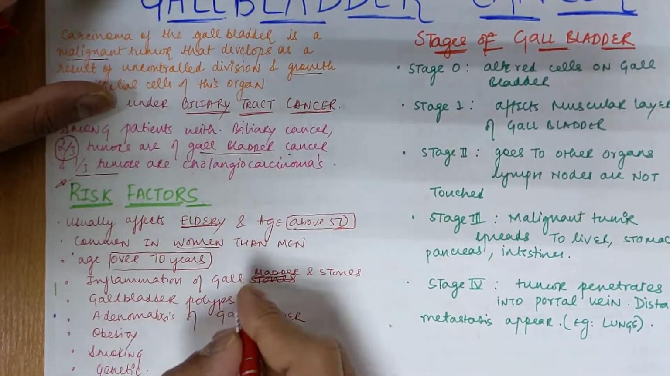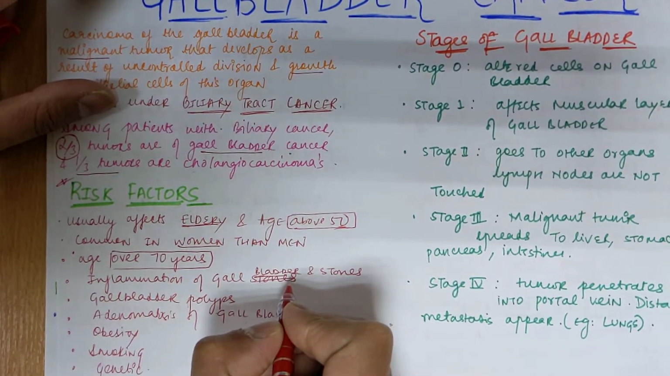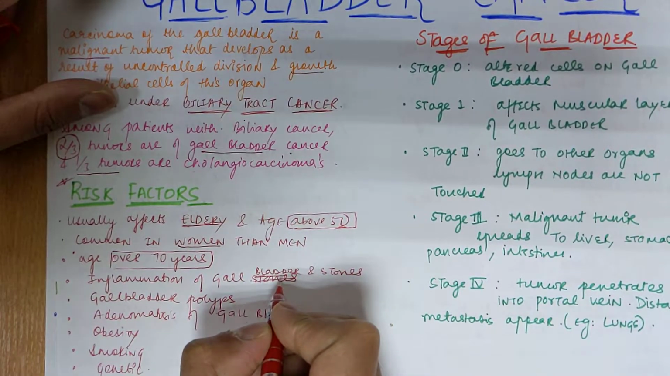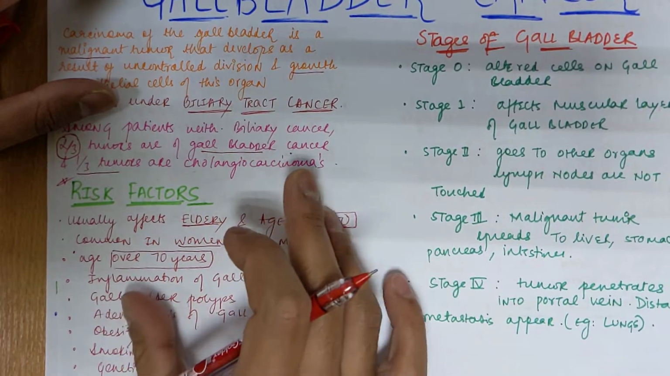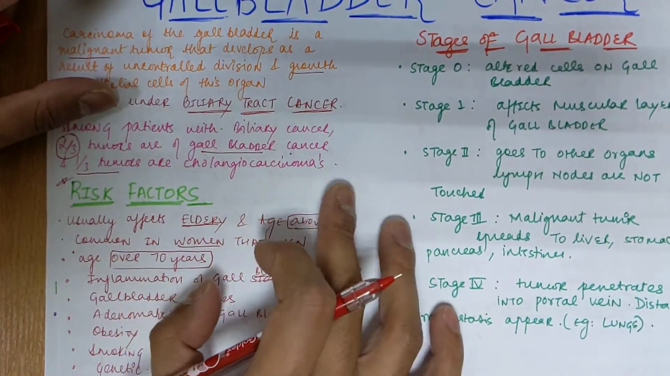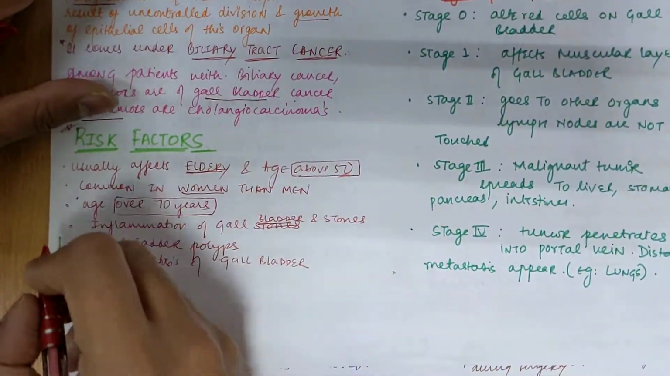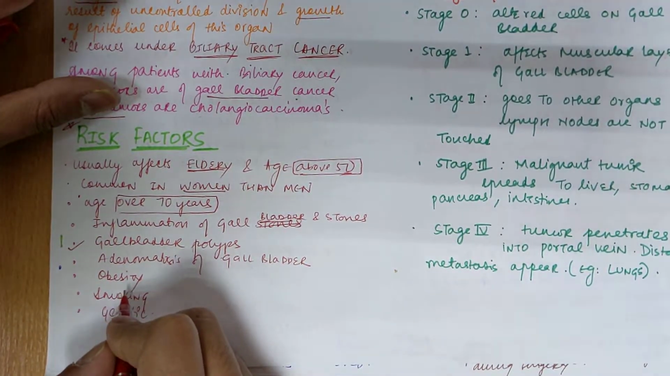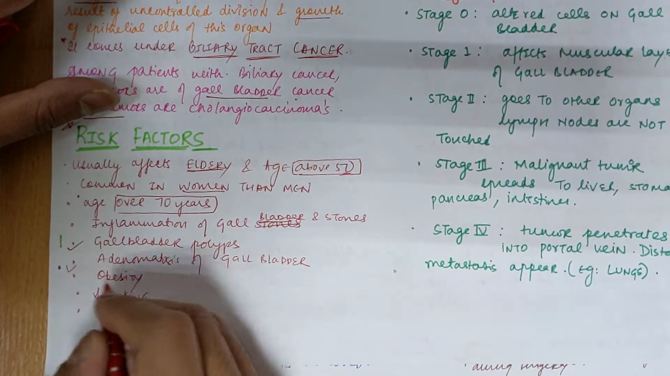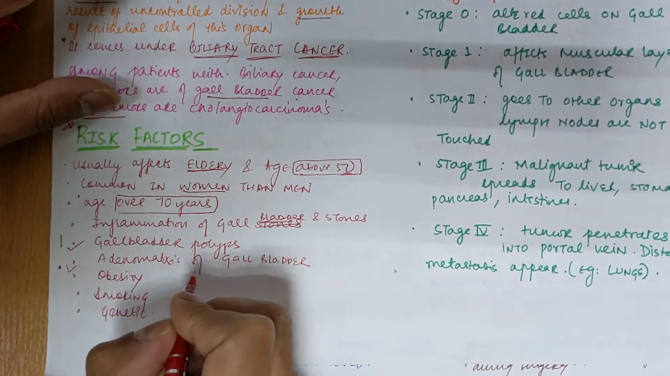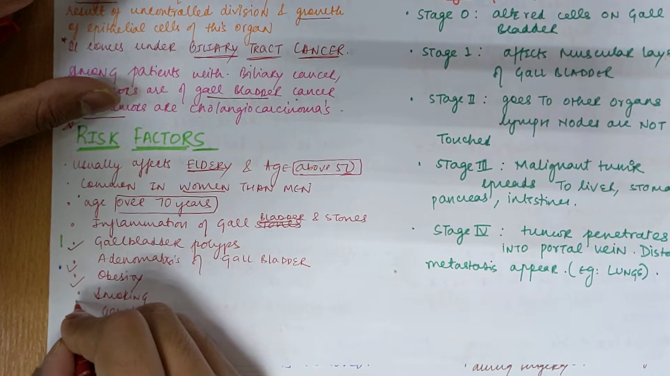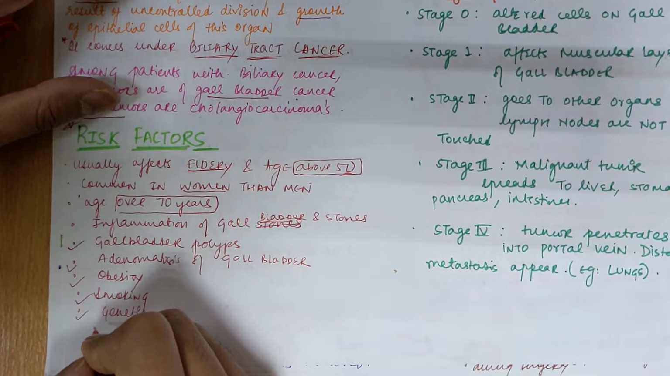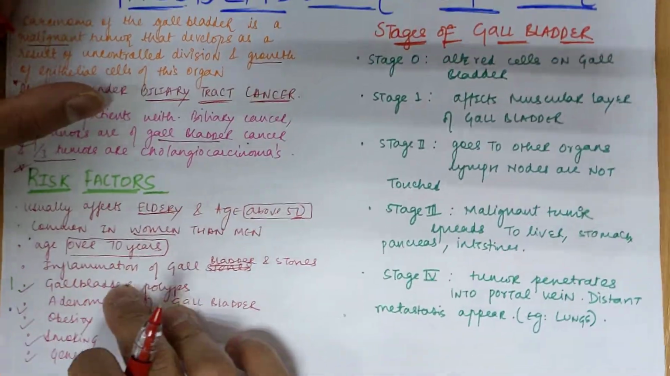Now inflammation of the gallbladder, gallstones, or any type of gallbladder disease a person has, also makes them more prone to develop gallbladder cancer. Gallbladder polyps, if there is a previous diagnosis, also carry a chance. Adenomatosis of the gallbladder, obesity, smoking, and genetic predisposition, that is a genetic factor.